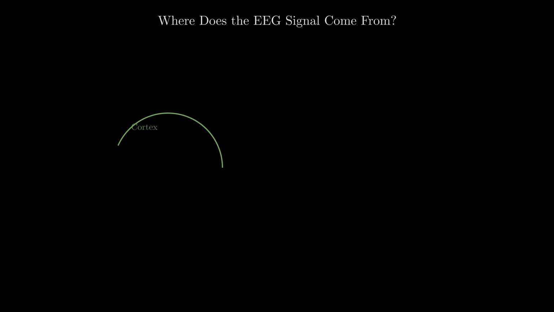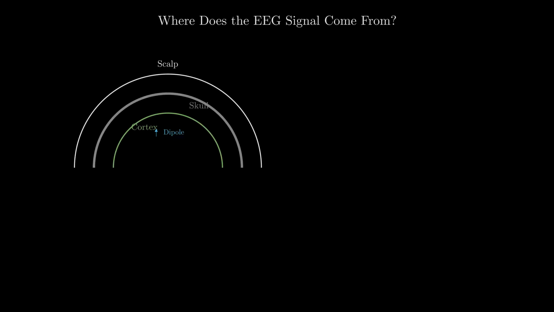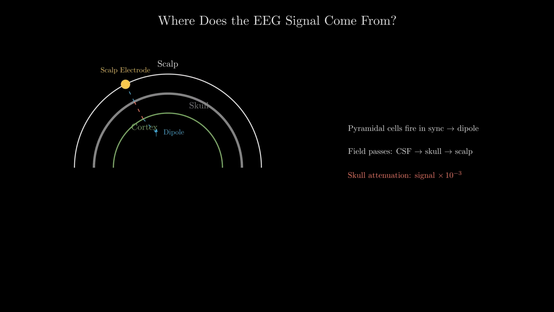The core of what EEG records is the neural dipole. In the cortex, pyramidal cells are neatly arranged in columns. When millions fire together, they create a measurable electric field gradient, a dipole. That field travels through cerebrospinal fluid, skull, and scalp. The skull, however, conducts electricity poorly, attenuating the signal by several orders of magnitude. So what we measure at the scalp is the combined effect of millions of neurons firing in sync. In microvolts, 1,000 times weaker than a phone microphone.